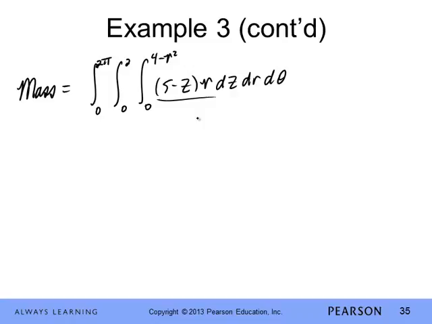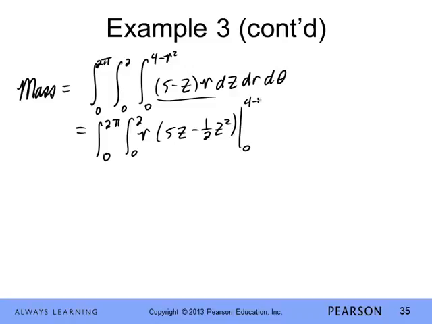Now let's integrate with respect to z first. Of course r is a constant with respect to z, so you'll have r times 5z minus 1/2 z squared. And then z is going to go from 0 to 4 minus r squared. We have dr d theta. So we'll do the first couple lines of this triple integral, and then wherever you see z, substitute in the 4 minus r squared.